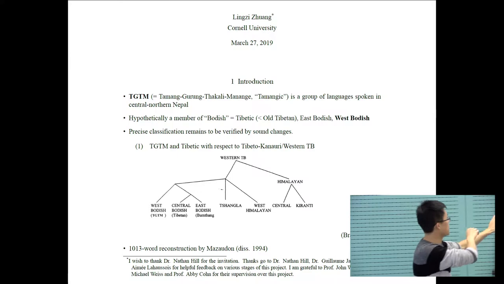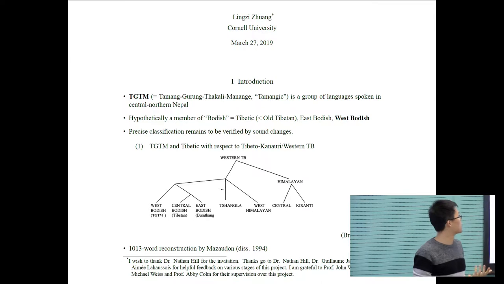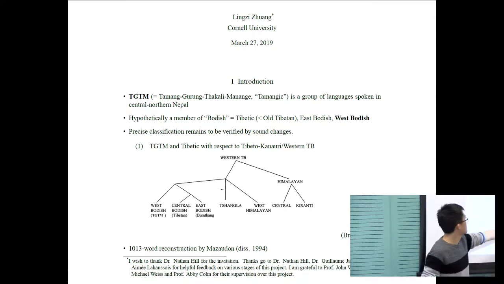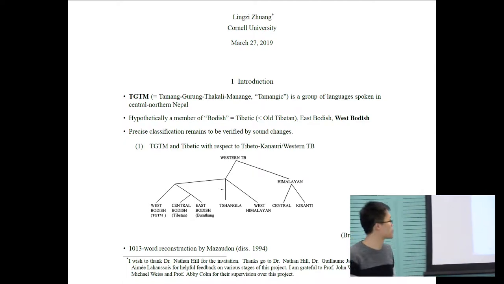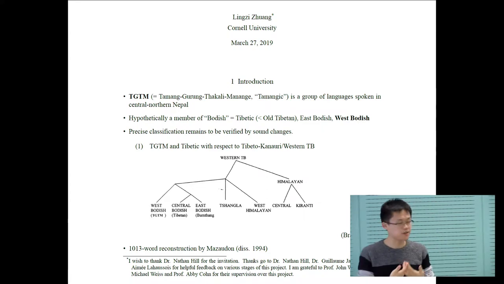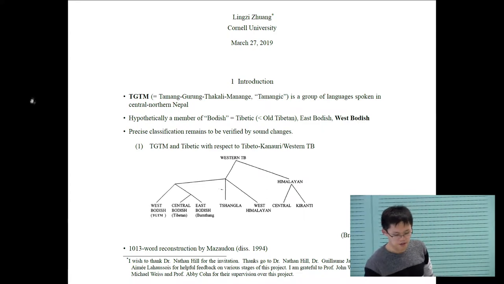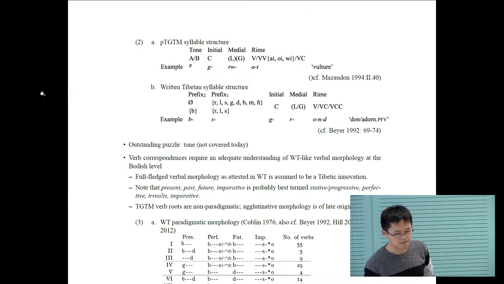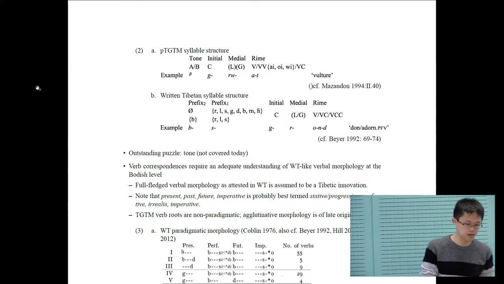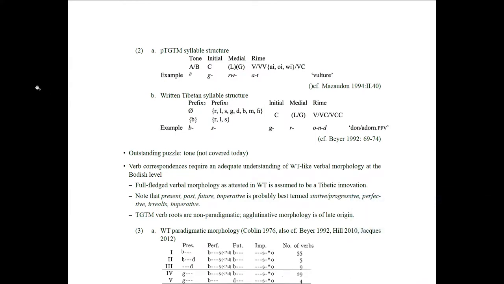This tree is a good impression of what people have been saying. Basically, the Tibetan languages and East Bodish are a bit closer together, and then the impression is that West Bodish is slightly farther away. This is part of what I'm going to take up today. I'm going to try to look at this classification through sound changes. What we have now is a reconstruction containing about 1,000 words by Mazaudon.